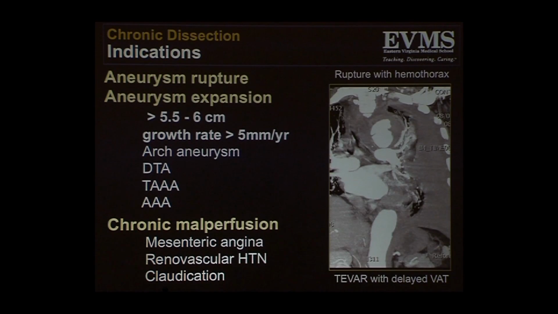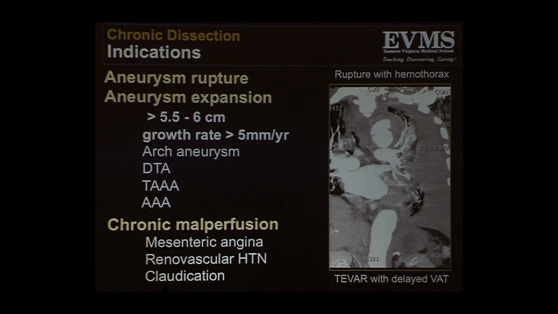There are three main indications. Rupture is one. This is a patient of mine with a ruptured aortic dissection with hemothorax. We did a TEVAR and delayed VATS, and he did great. I'd say the most common is aneurysm expansion, and usually the cutoff that we use is in the range of 5.5 to 6 centimeters.